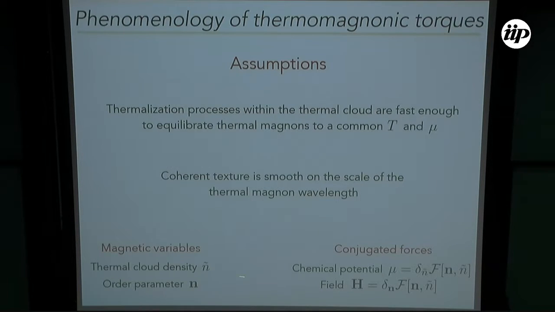So the magnetic variables which describe our system are the thermal cloud density and the order parameter. And then, having defined the magnetic variables, we can also associate to these variables their conjugated forces. The conjugated forces are described as the functional derivative with respect to the corresponding variable of the free energy functional of our system. And for the thermal cloud density, this corresponds to the chemical potential, while for the order parameter, it will be the effective Landau-Lifshitz transverse field.